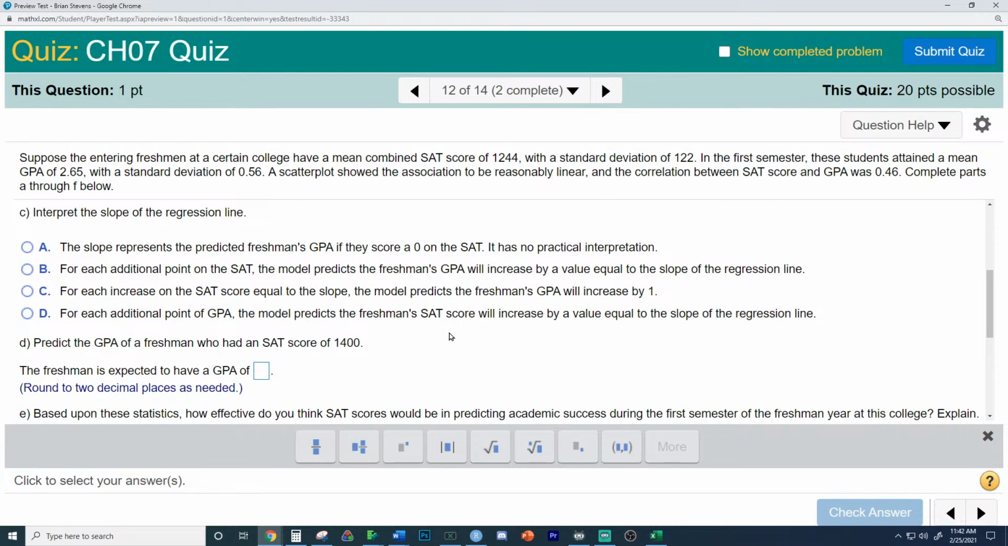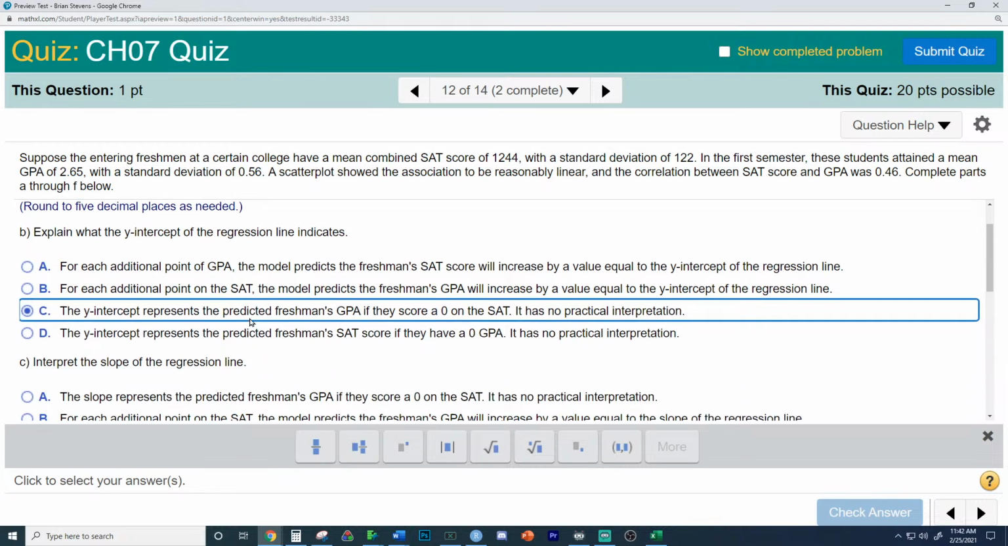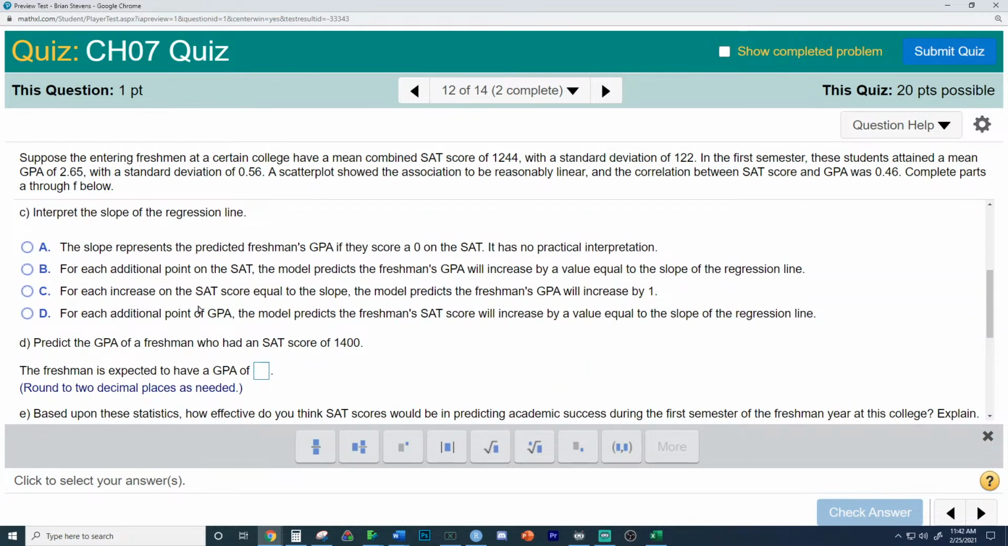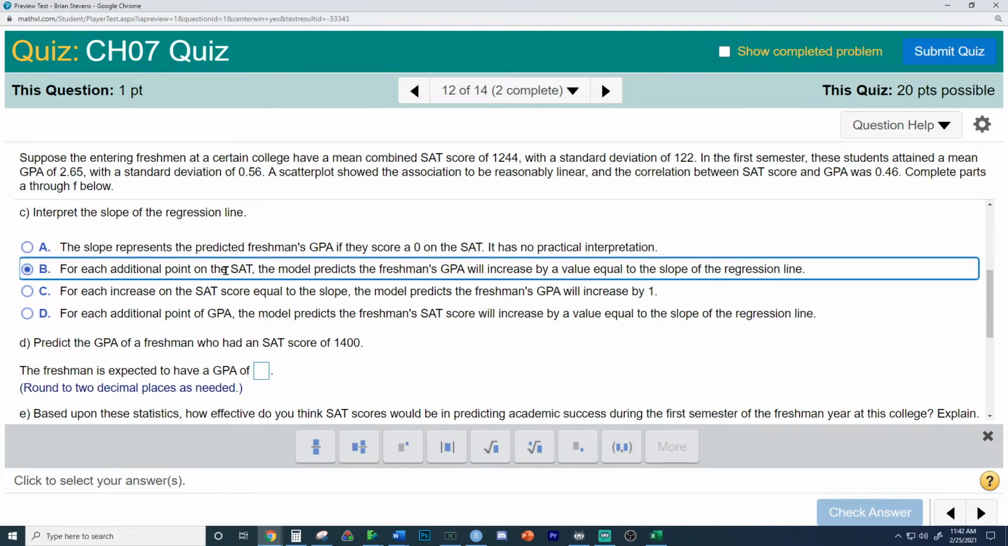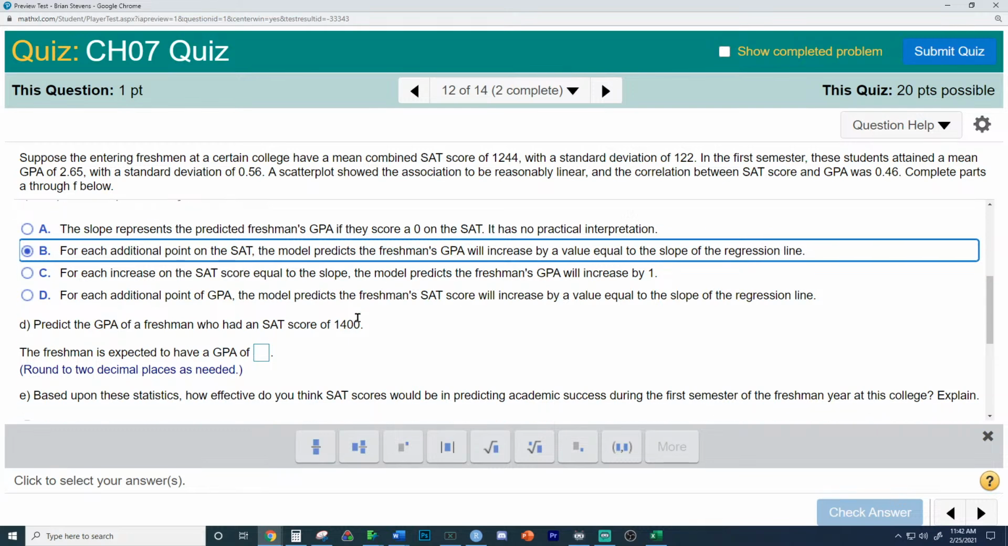Interpret the slope of the model: for each 1 unit increase in somebody's score, we'd expect their GPA to increase by a certain amount. So the model predicts the freshman will increase by 1? No. For each 1 additional point in someone's SAT score, the model predicts the GPA will increase by the value equal to the slope. Yep.